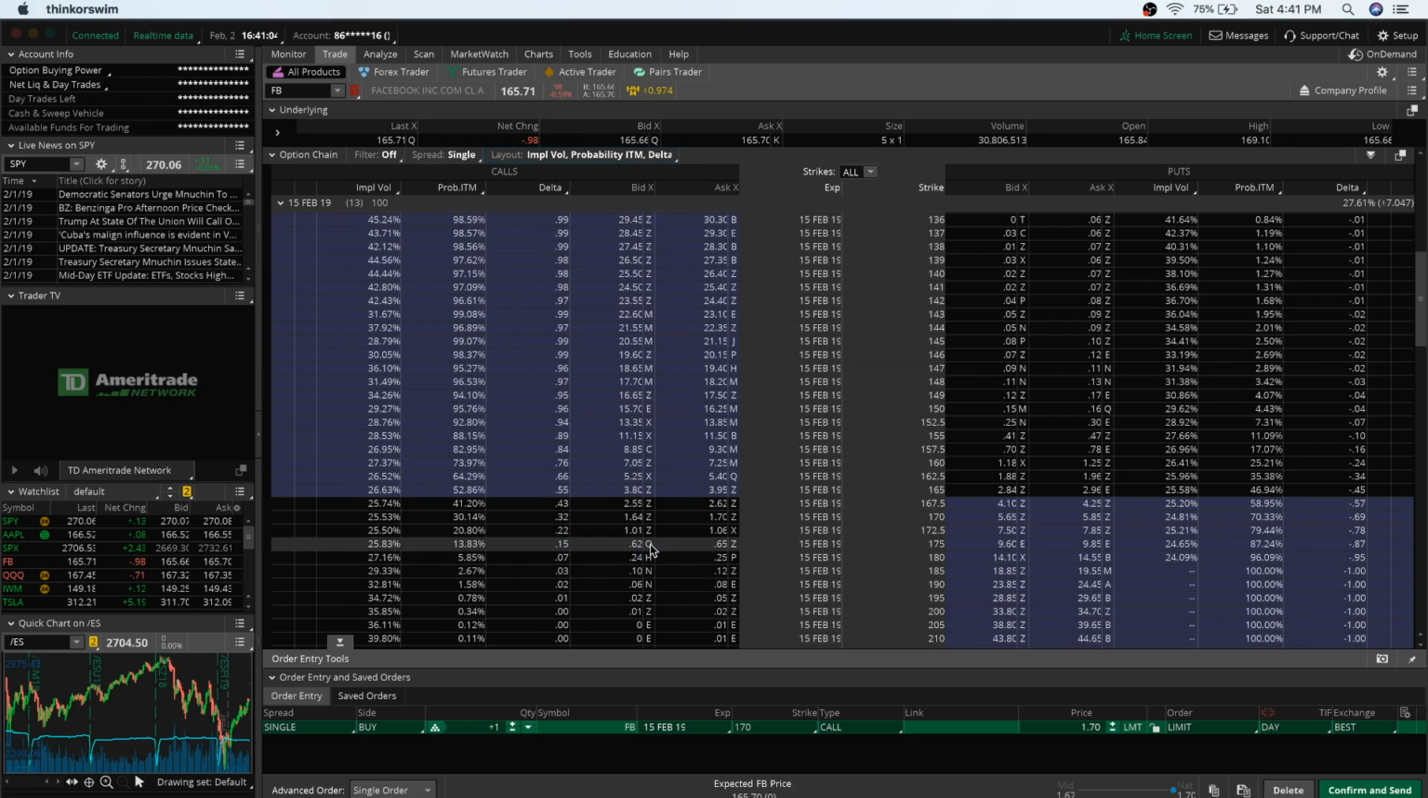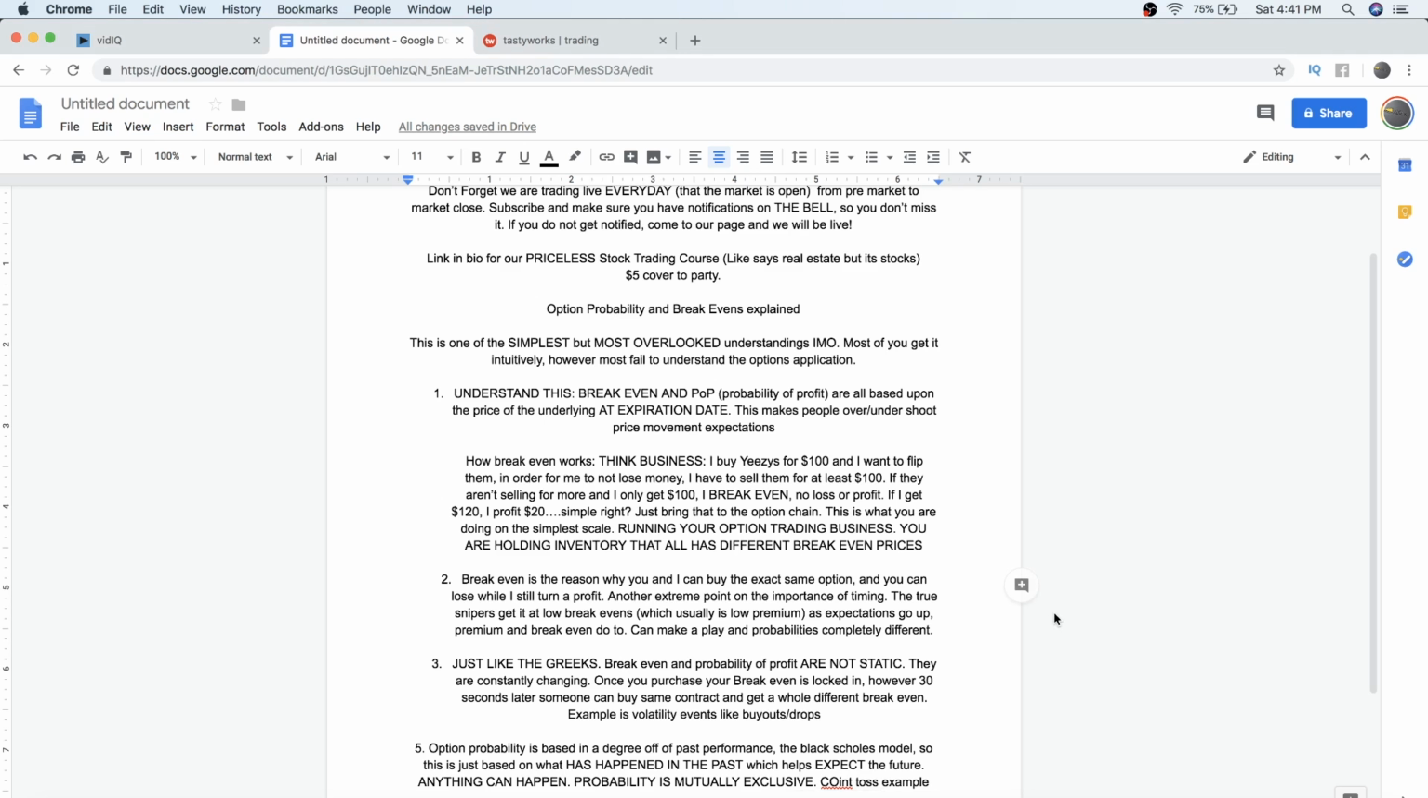See, it gets confusing because that is what break even is trying to explain. Break even is saying at expiration date, you will make or lose money if it's at this price. So this is now for the beginners. This is how break even works.